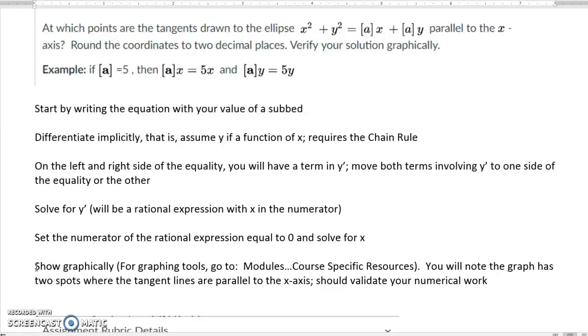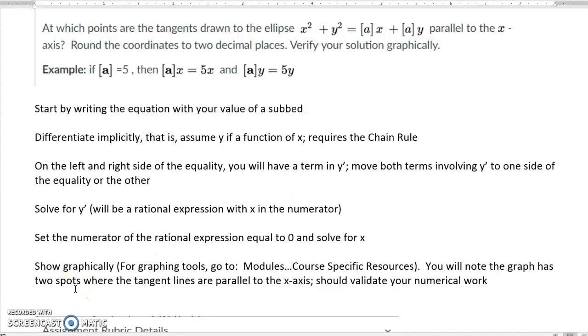As I reminded you last time, if you go into the modules section of the course and scroll down to the course-specific requirements block, you'll find a couple of options for graphical calculators there. So go ahead and fire one of those up and graph this equation with your value of a substituted for the coefficient of x and the coefficient of y.